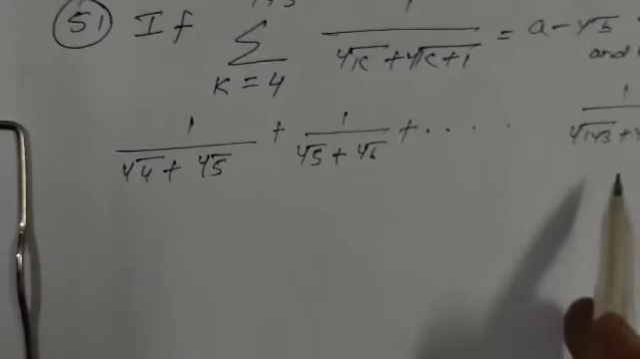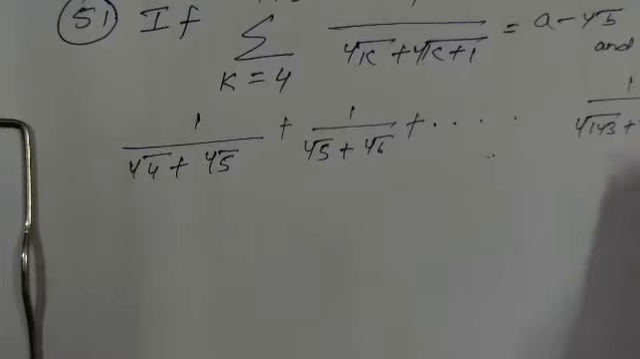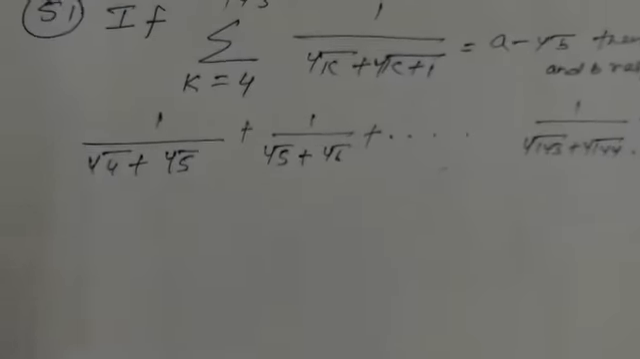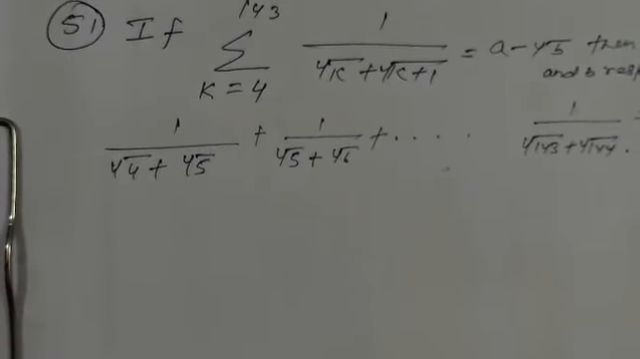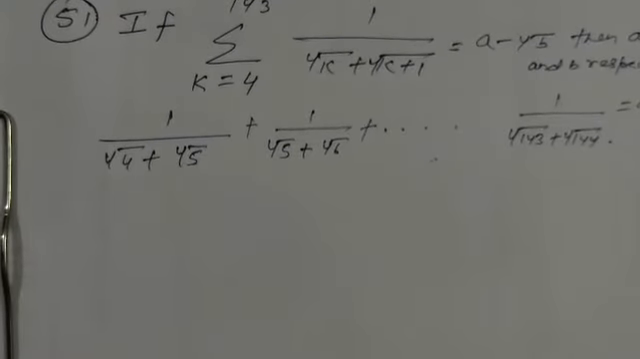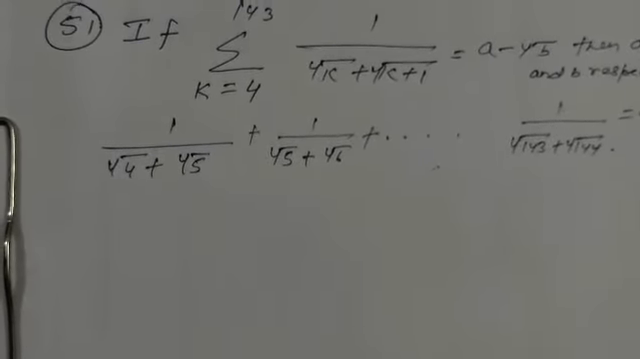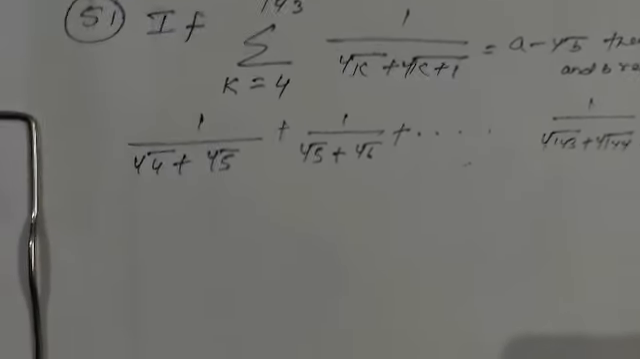Then k plus 1 will be 144. Now we have to solve this question. The whole value is a minus root b. What will be happening? All the terms will be eliminated and only two terms will be left, and from the root terms we can find the values of a and b. Till now you can understand what I have done on the left-hand side.